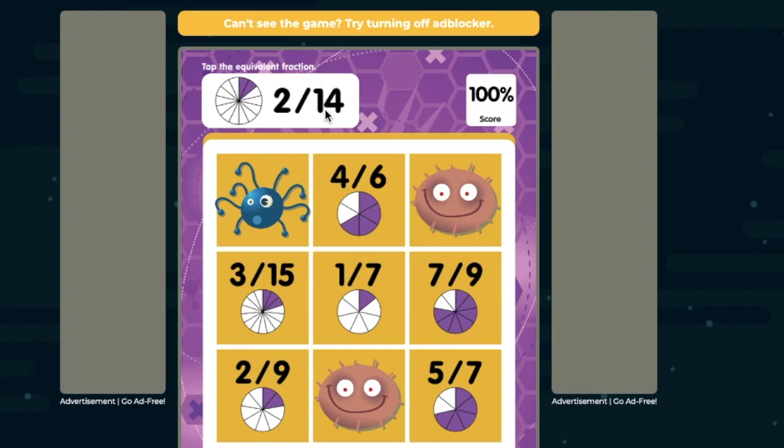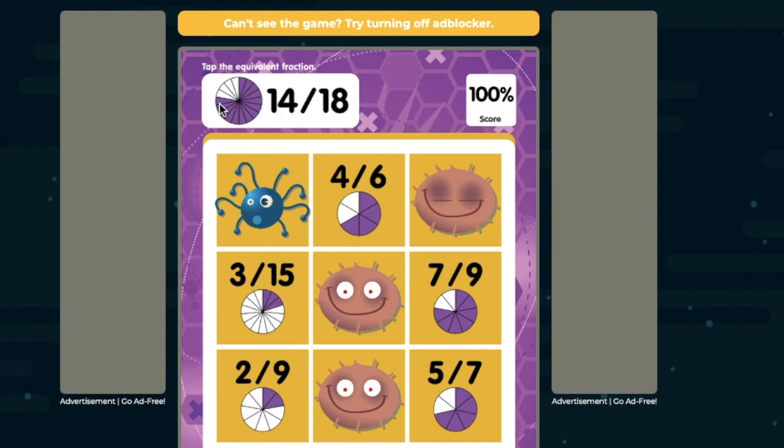All right, next one, 14/18. Looks like it's just over 3/4, not too much over, but very close. Too little, too little, too little, too little. Looks like 7/9. Yeah, and that should work. 7 times 2 is 14. 9 times 2 is 18. These pieces are twice as big, so we only need half the amount.